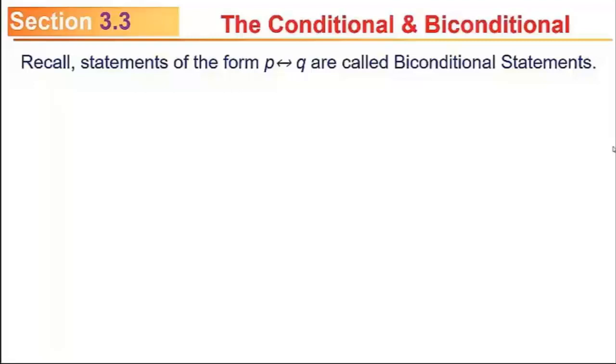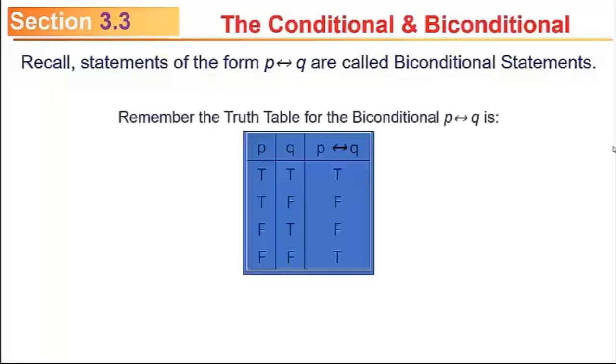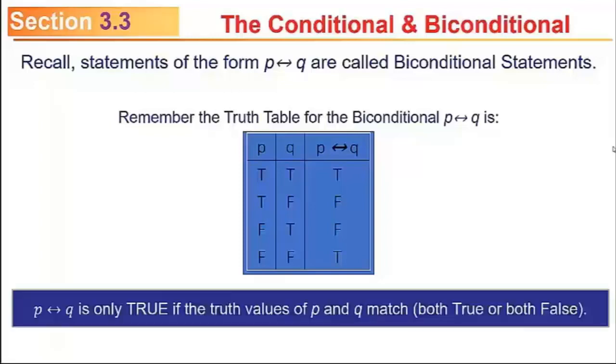Now recall from our earlier discussion that statements of the form P with the double pointing arrow, the double-headed arrow, are called biconditional statements. The truth table of the biconditional is given here, and the key to remembering it is it's only true if they match. If they're both true, the biconditional is true. If they're both false, the biconditional is true. Otherwise, it's false. And the memory aid is it's true if and only if they match.